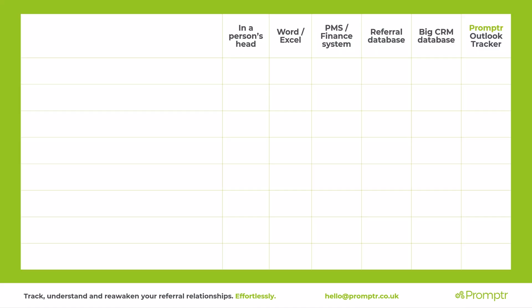Let's go into the comparison of your options. So what we're going to go through today is the options of a record of referrals being in someone's head, maybe on a Word or Excel document, a PMS, a practice management solution, or a finance system. We'll go through referral database, we'll go through big CRM databases, and then the Outlook tracker, one by Promptr.